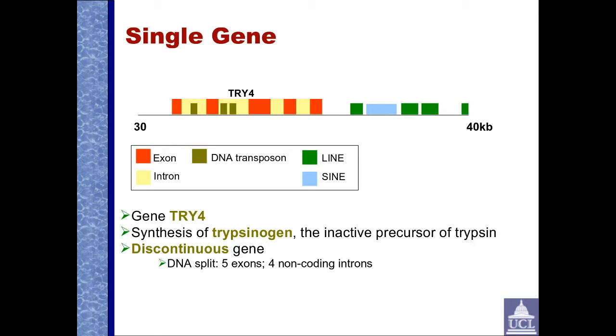So taking a look at a single gene, this is Try4, the gene encoding trypsinogen, the inactive precursor of trypsin. As with most eukaryotic genes, it's discontinuous. It consists of 5 exons in the red, split by 4 non-coding introns in the yellow, and these have some DNA transposons within them.